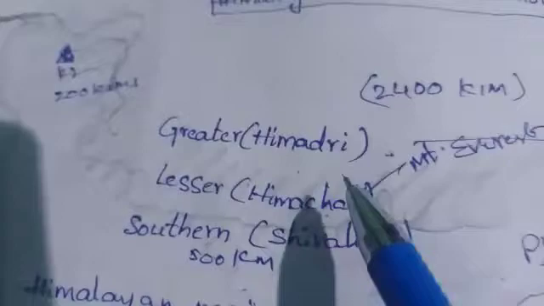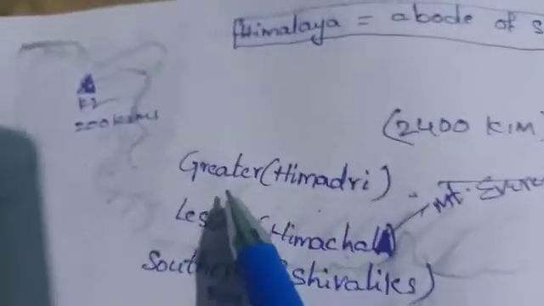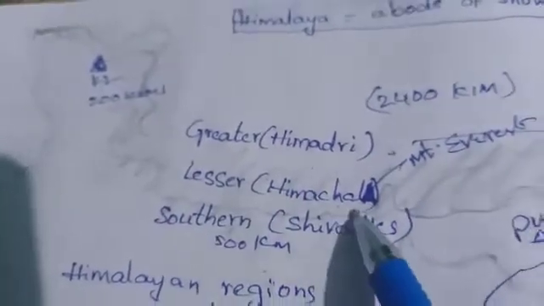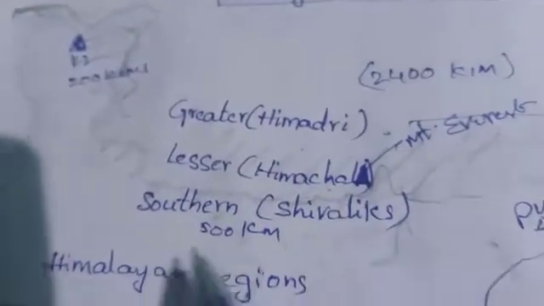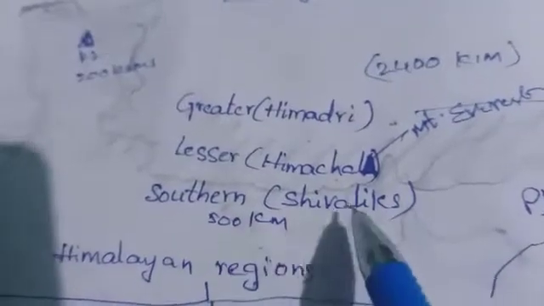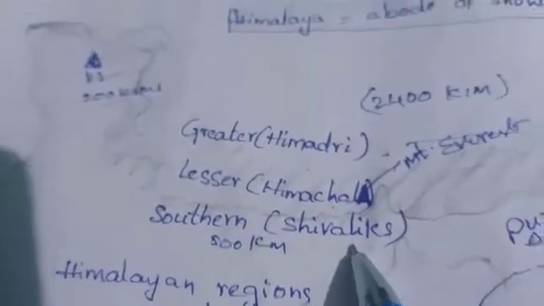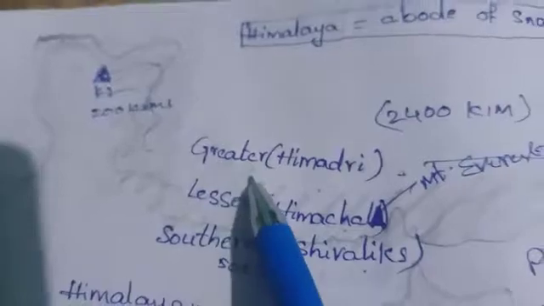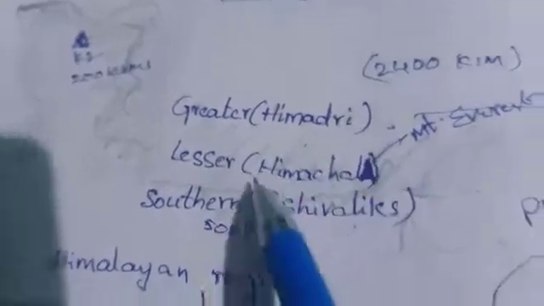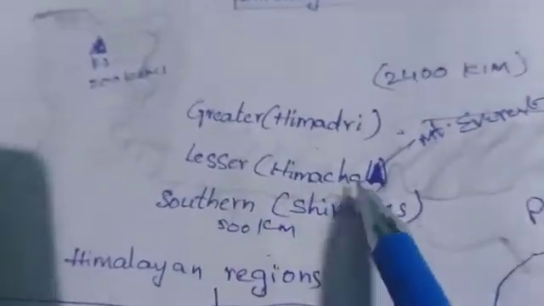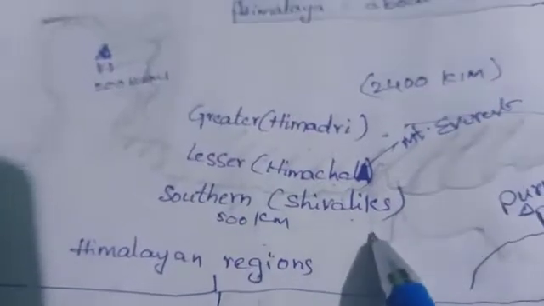Himalayas comprise 3 parallel ranges. First one, Greater Himalayas. It is also known as Himadri. Second one, Lesser Himalayas. It is also known as Himachal. Third one, Southern Himalayas. It is also known as Shivaliks. So divided into 3 parts. Next, the east part we call the Purvanchal Mountains.